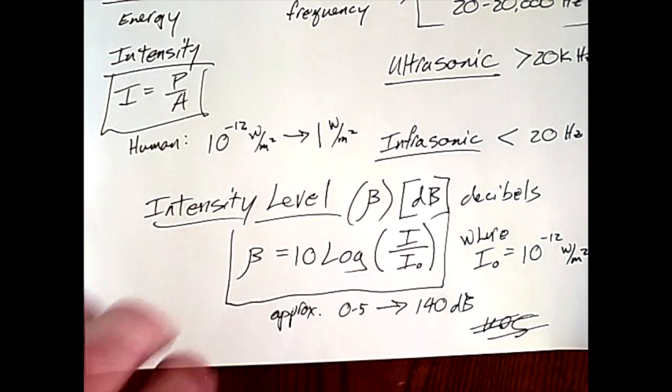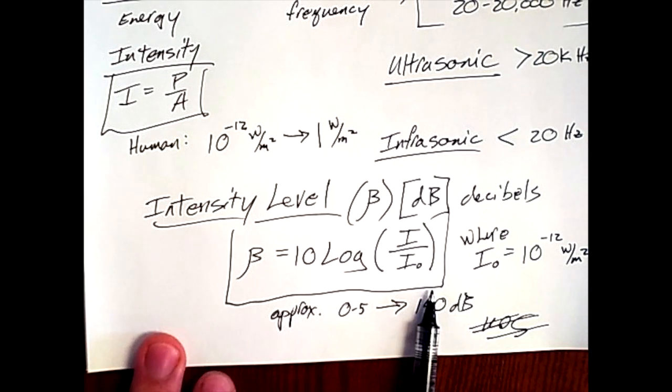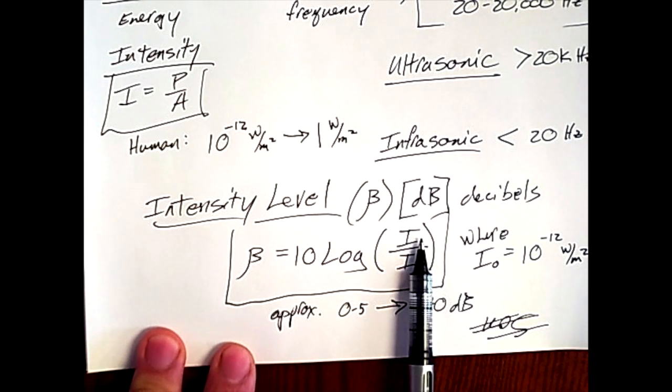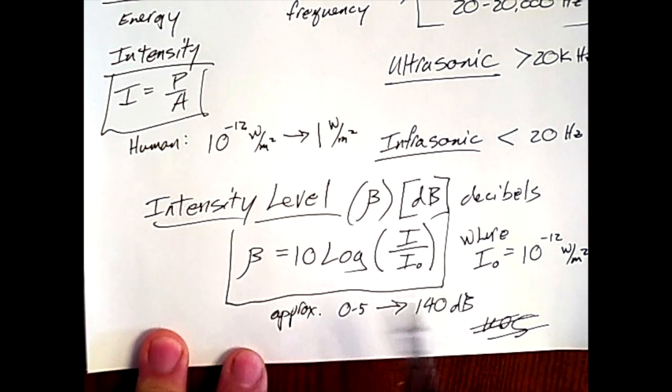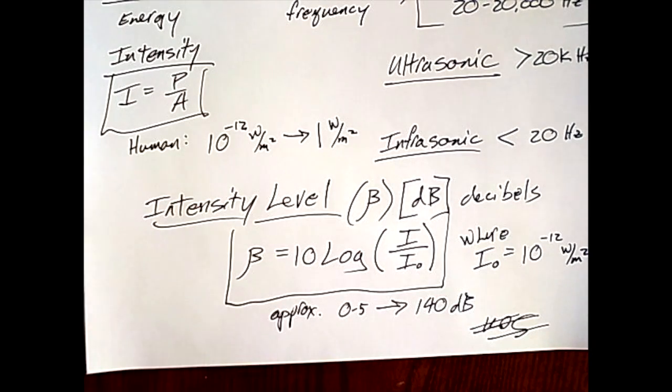All right, so that's intensity level. And really, this is a plug and chug calculation where all you have to be able to do is solve for intensity, right? And so obviously you're going to have to do the inverse log and do some algebra to rearrange. I'd like to show you an example of that.